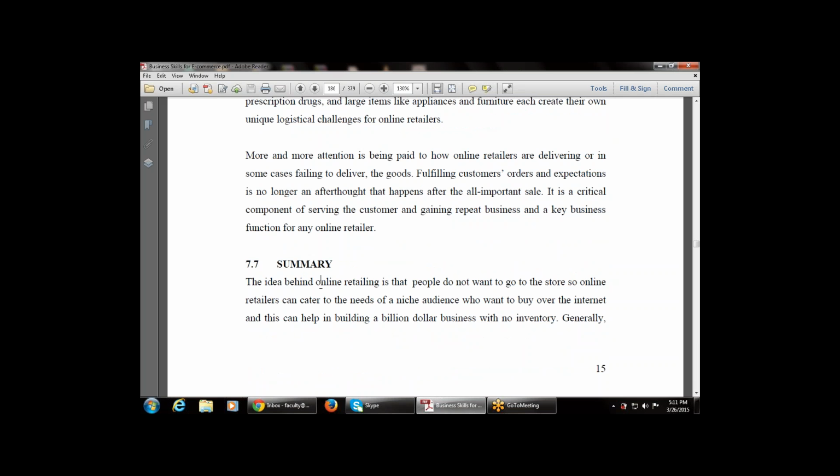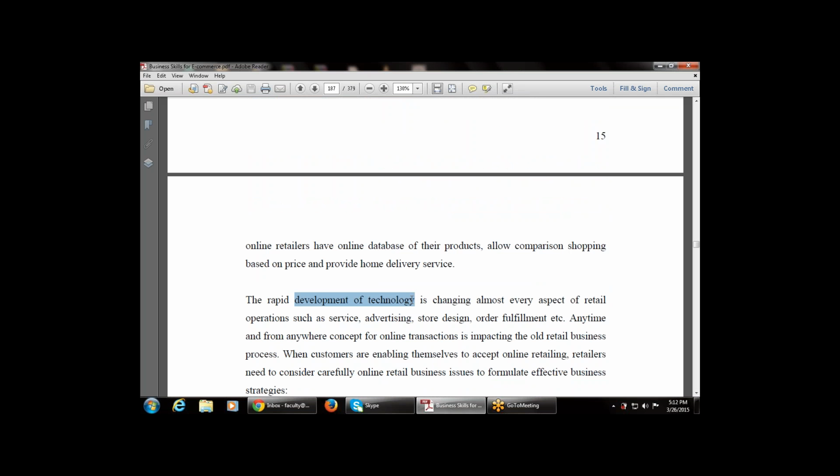Then this is the summary of the chapter, that is, why we have studied this chapter and what the conclusion is. The idea behind online retailing is that people do not want to go to the store, so online retailers can cater to the needs of a niche audience who want to buy over the internet, and this can help in building a billion-dollar business with no inventory. There is no storehouse, no bulking, so people can buy the products online. That is online retailing.